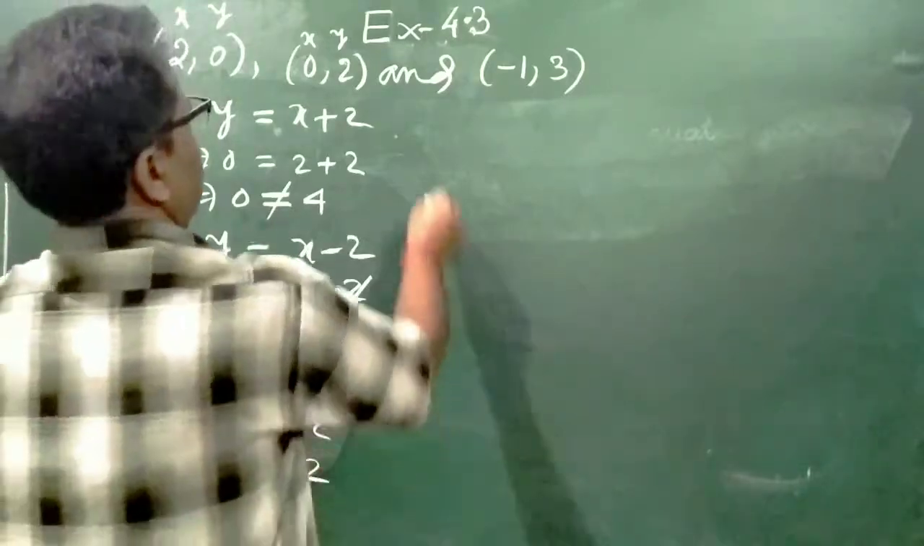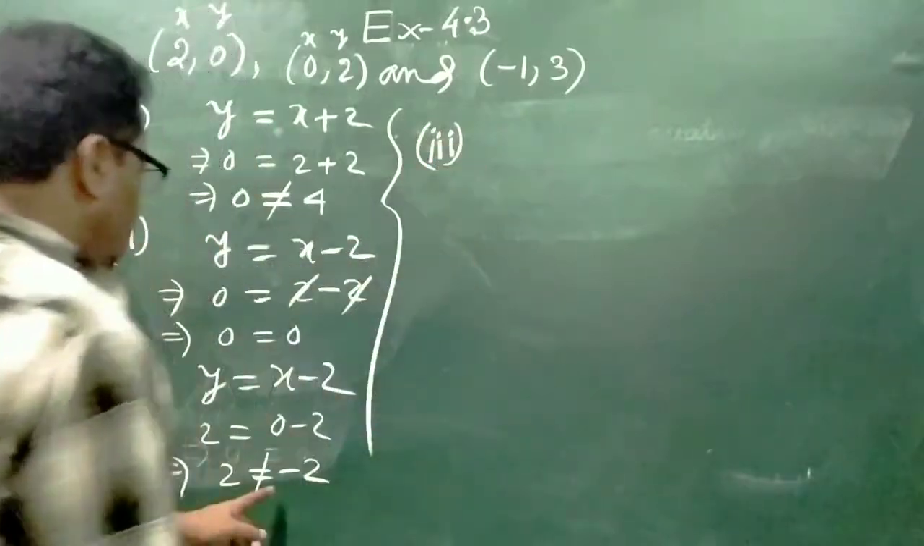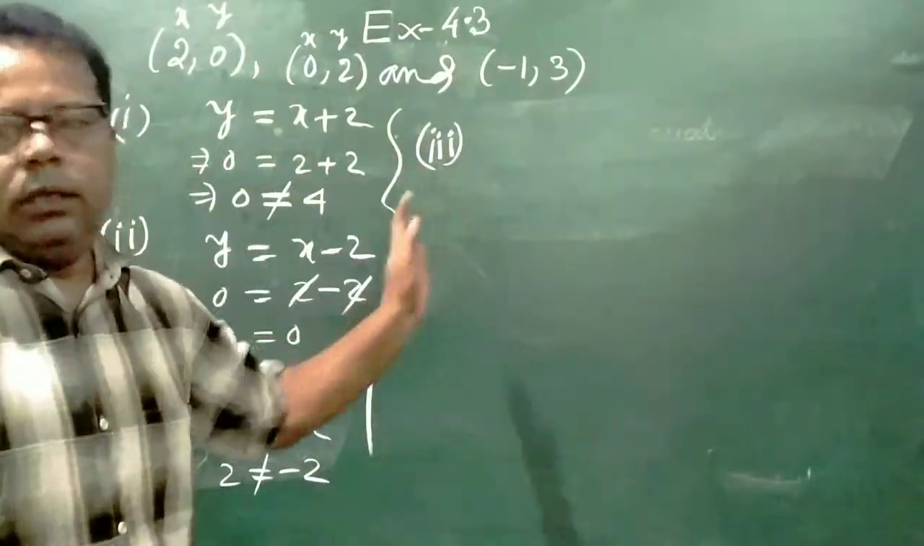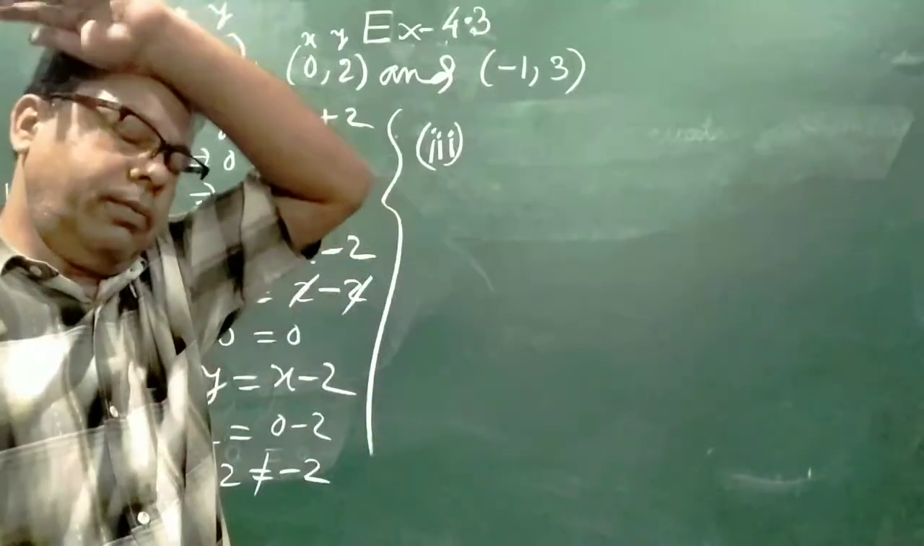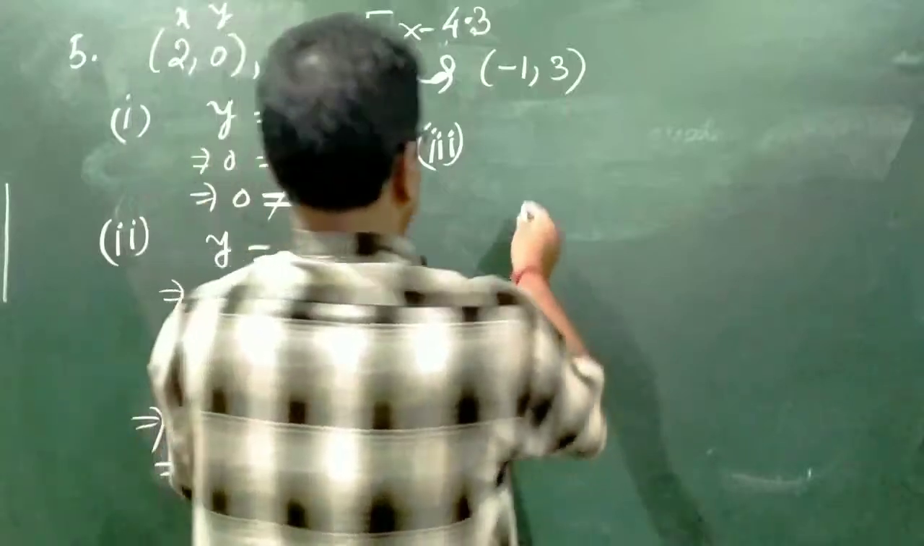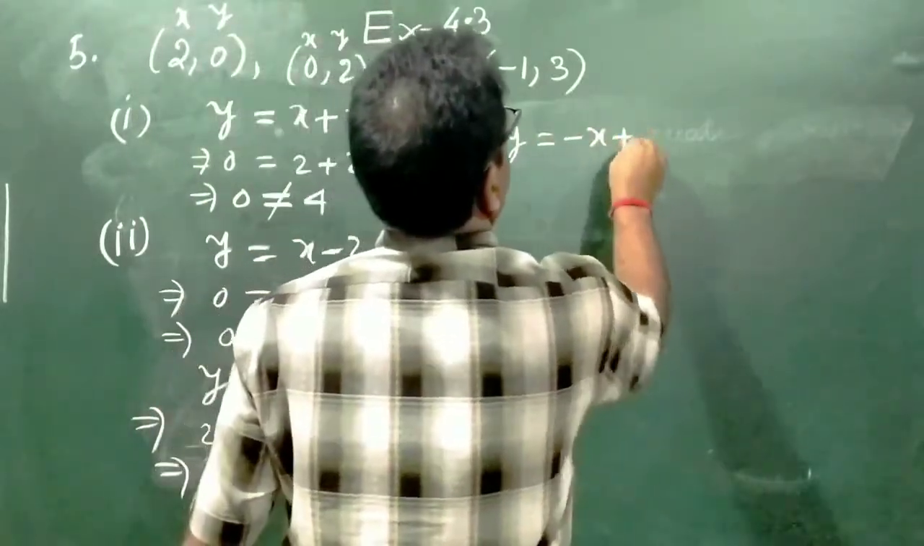So let's check equation 3. All these 3 points should satisfy the equation, meaning both sides the value should be the same. Let's see equation number 3: y is equal to minus x plus 2.